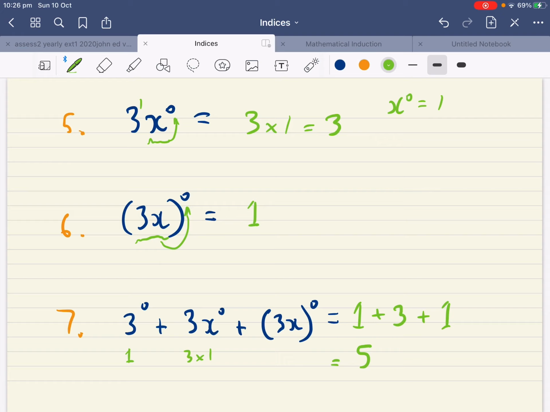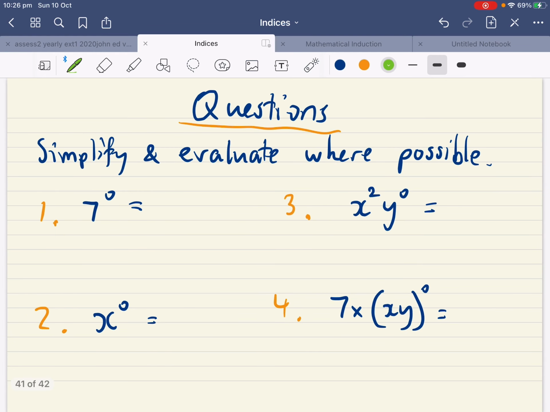All right, that's it for our examples. Hopefully that made sense. If you need to look back over any of the examples, please do so before moving on to the questions. With that being said, let's go.